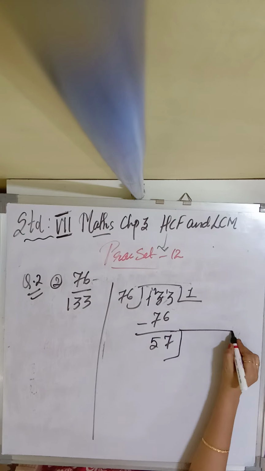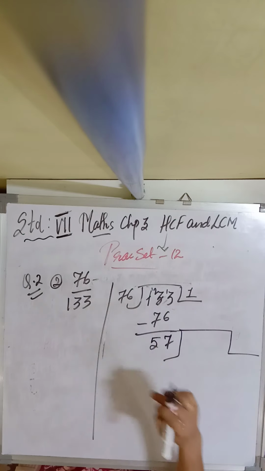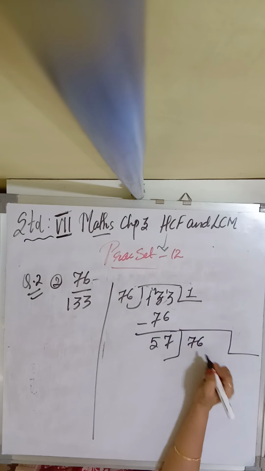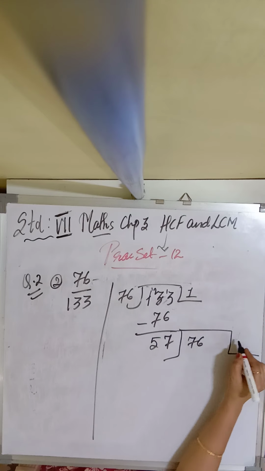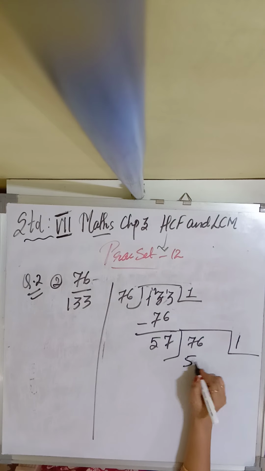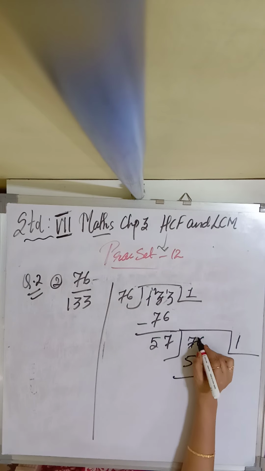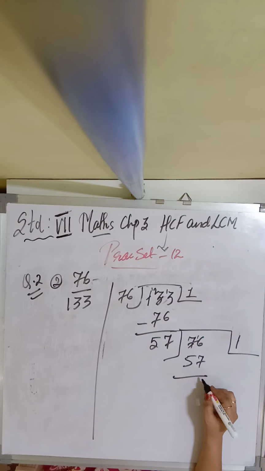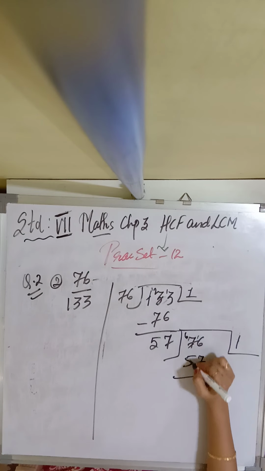Now children, second step, what will become my dividend? The previous divisor, so that is 76. Again 57 ones are 57 only, because 57 twos will become bigger. Same, so it is carry 1. 16 minus 7, you will get how much, children? 16 minus 7 will be 9. Here it is 6. 6 minus 5, 1.